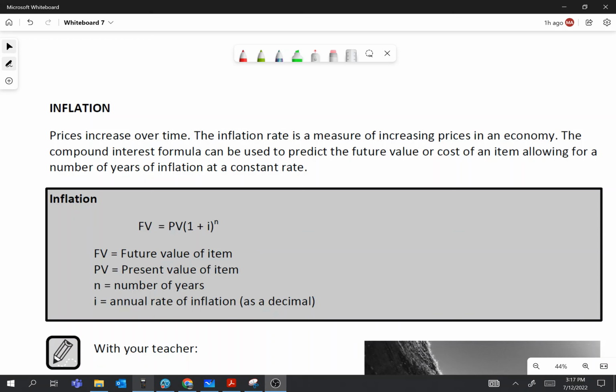Righto, General Maths students. In this video we're going to study inflation. There's a bit of a description here about what that means. You might want to pause the video and have a read of this, but basically it just describes how the costs, or the price of things goes up over time. So things cost more as time goes on.